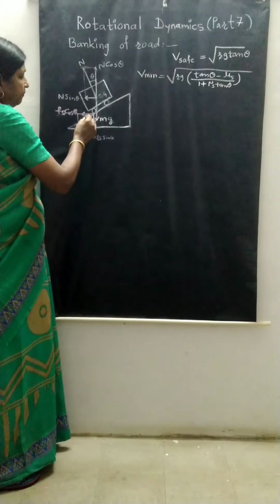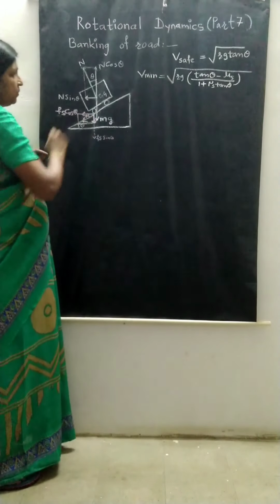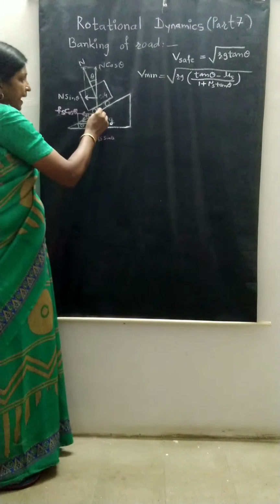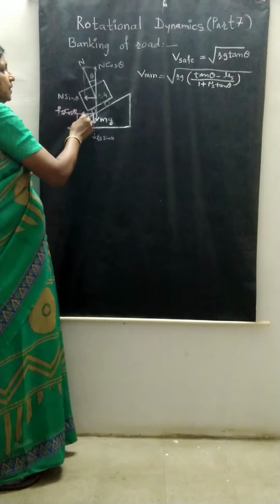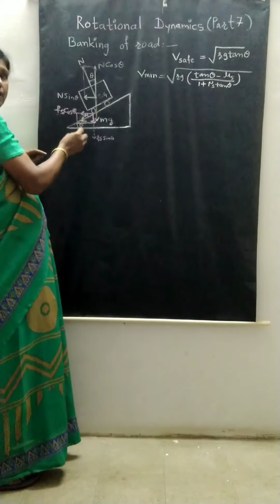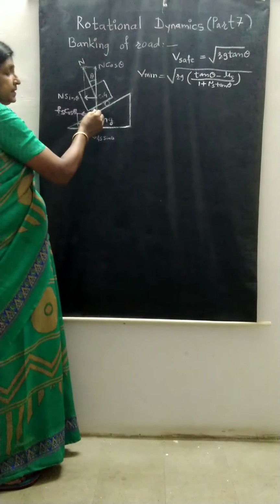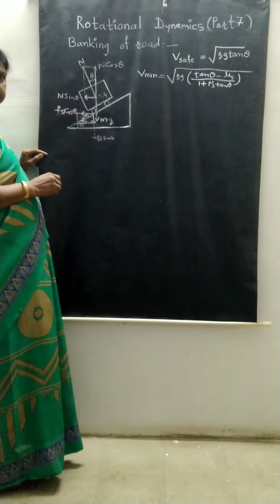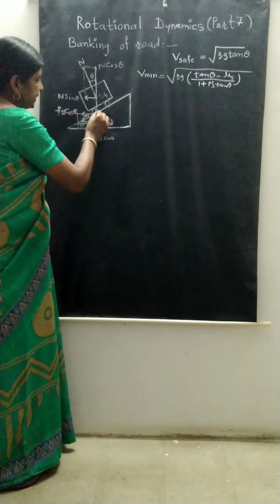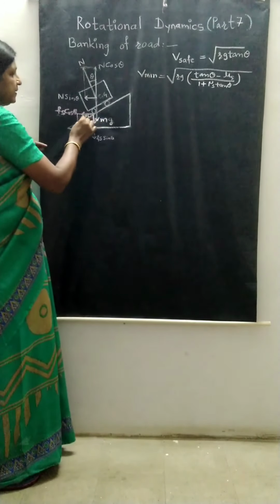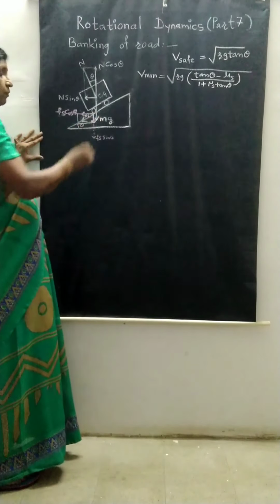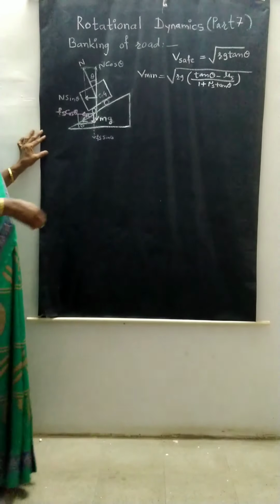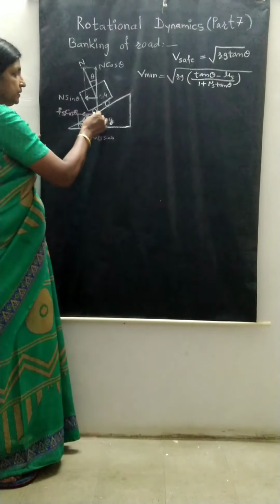Hence, the force of friction now acts along the surface where there is contact between the wheels and the road surface. So this is the direction of Fs now, that is the force of friction. This force of friction again we resolve into two components.